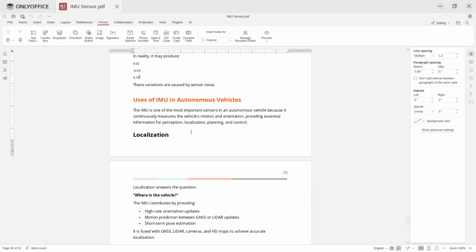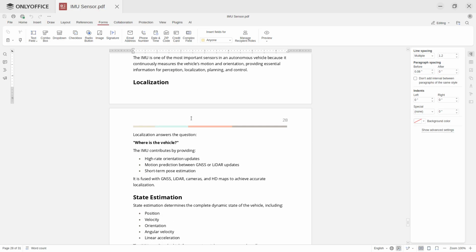Uses of IMU in autonomous vehicles, right? Now this is very important since we are basically talking about autonomous vehicles. So now we will think in perspective of autonomous vehicles. The IMU is one of the most important sensors in an autonomous vehicle because it continuously measures the vehicle's motion and orientation, providing essential information for perception, localization, planning and control.